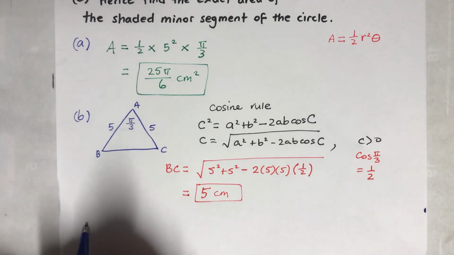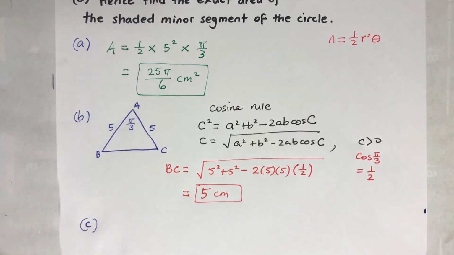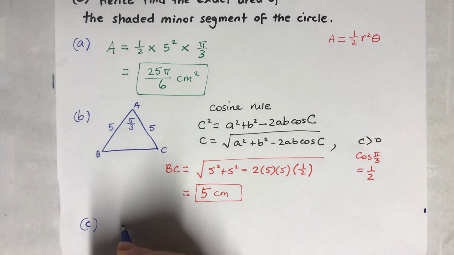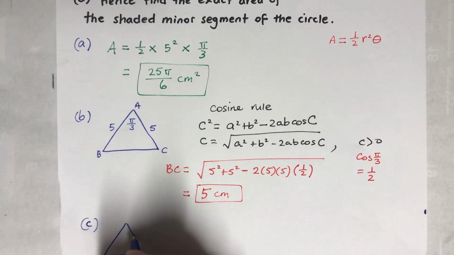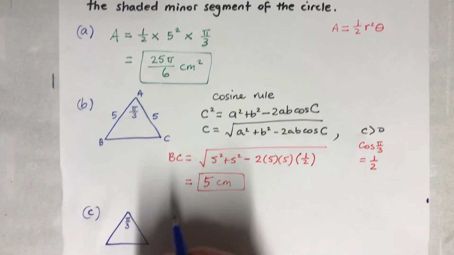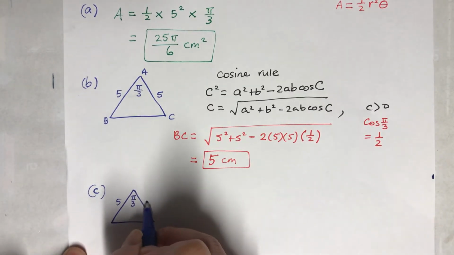And part C, find the exact area of ABC. Okay. So pi over 3, 5, 5.